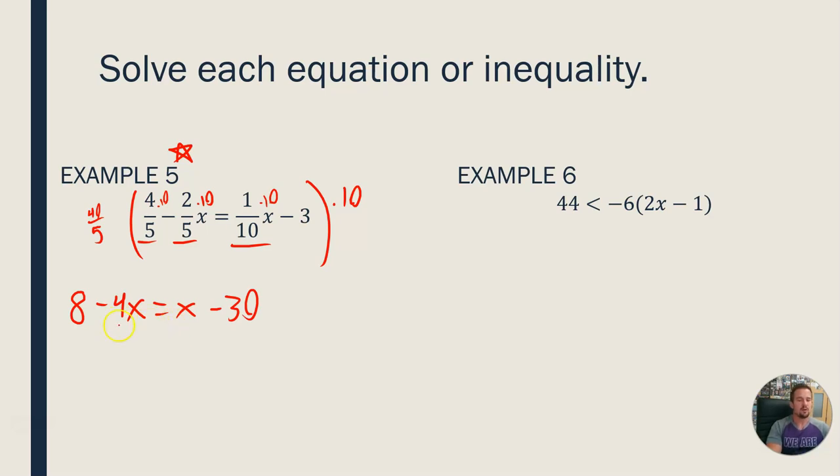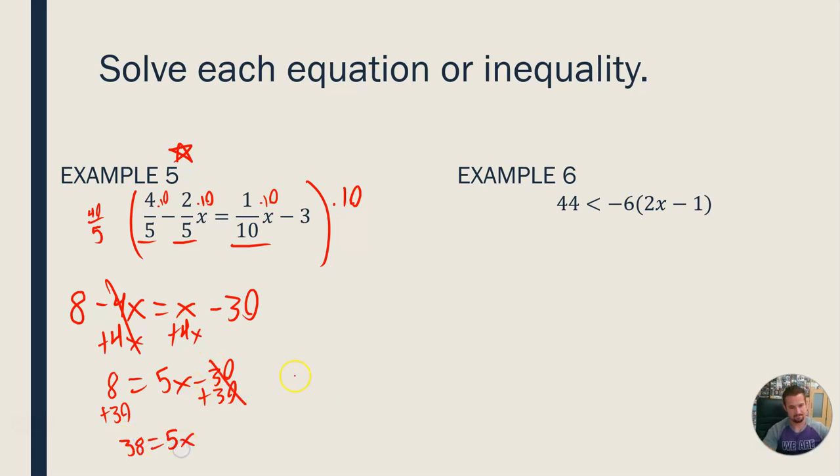Okay? So I'm going to go ahead and I'm going to mix it up a little bit. I'm going to go ahead and add 4x onto this side, which is going to give me 8 equals 5x minus 30. And then I'm going to go ahead and add 30 to this side, which is going to give me 38 equals 5x. I'm going to divide by 5 on both sides to give me x equals 38 fifths. Okay? So another kind of example with some of those fractions and how to take care of them.